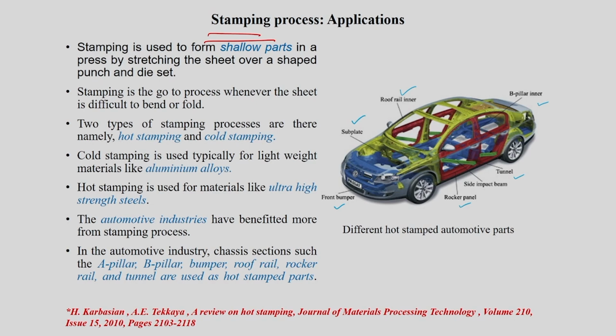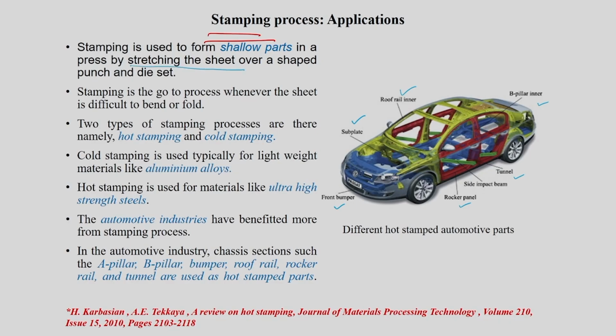Stamped product means, from the industry point of view, you can make that component by sheet forming. Generally they are shallow parts, as required depending on the situation. Stamping is a very conventional process used in industries to make many such components which cannot be made by a simple bending or folding process. This stamping process will involve mostly stretching type of deformation. They are used to form shallow parts in the press by stretching the sheet over a shaped punch or die. There can be other tools also to create that shape.